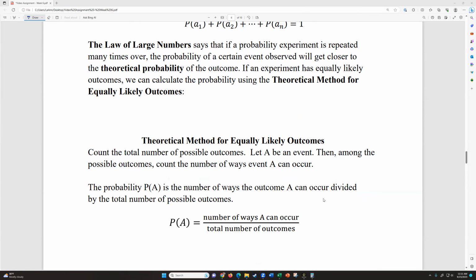Theoretical method for equally likely outcomes: count the total number of possible outcomes. Let A be the event that you're looking for. Then among the possible outcomes, how many ways did event A occur? The probability P of A is the number of ways that you got what you wanted, which is outcome A, divided by all possible outcomes. So that's what is written here. If I'm looking for the probability of heads, there's only 1 head on a coin. That's why there'd be a 1 on top of my fraction. And there's only 2 sides to my coin, so that's why the bottom would be a 2.